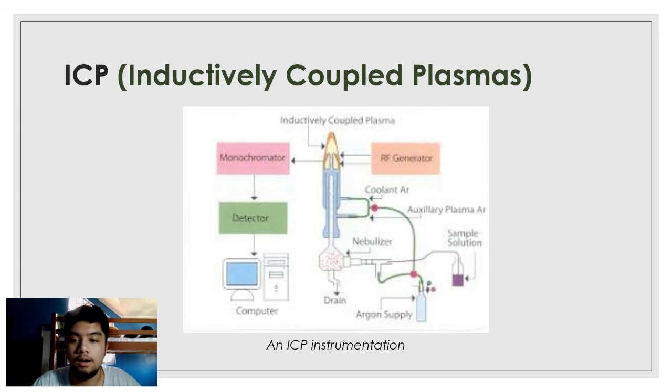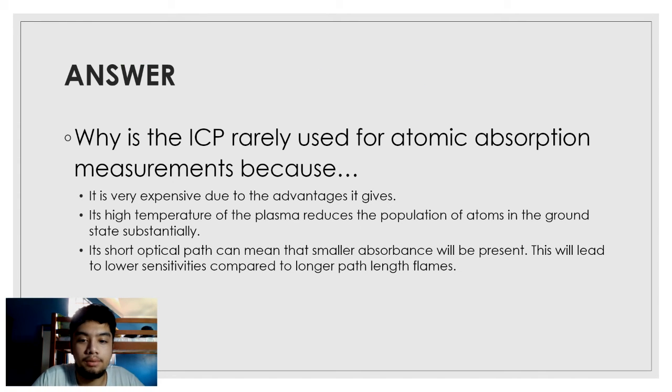So now that we have background knowledge of the ICP, this is the answer. Why is the ICP rarely used for atomic absorption measurements? Because it is very expensive due to the advantages it gives. As I told you before, out of the three types of plasma source, the ICP gives the most advantage. Since it has the most advantage, it is rather expensive.